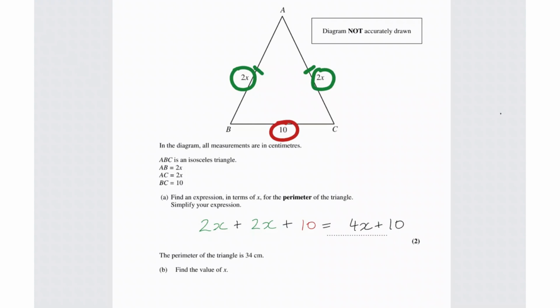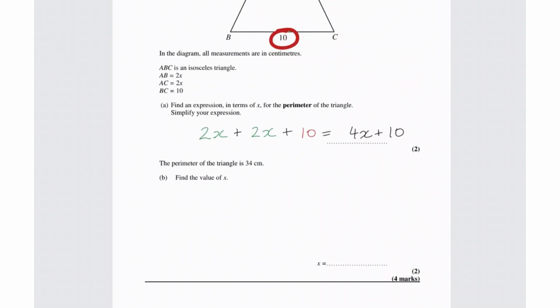In part B, we're told what the perimeter is. So in this second bit down here, we're told the perimeter is 34. So we can say our 4x plus 10 from earlier is equal to 34. So that 4x plus 10, our expression for the perimeter. So an expression is just using letters and numbers. You can't solve an expression. You can solve an equation. And we now have an equation because we know the perimeter is equal to 34. So we can say 4x plus 10 equals 34. And then we need to solve this.